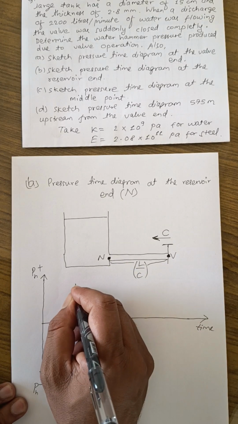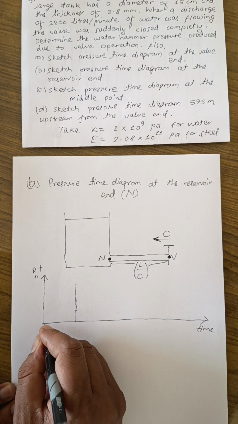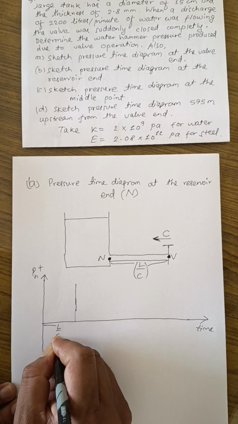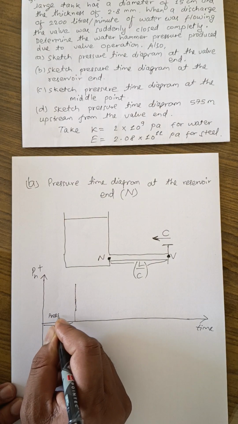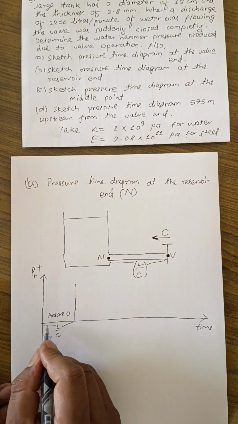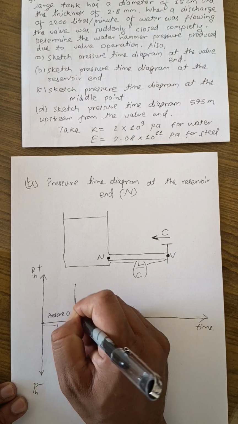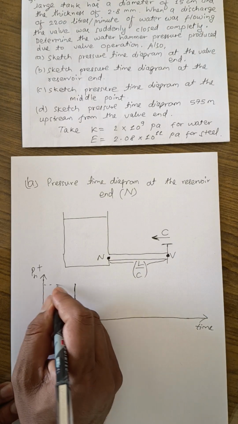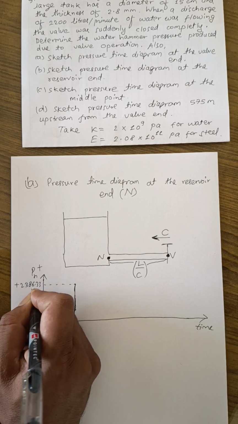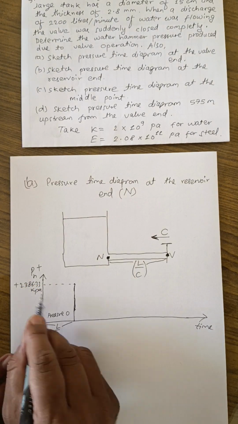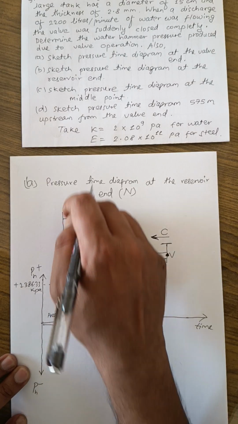So you can write this is L by C. First of all, up to time L by C, there is no pressure. Pressure is 0 here. When it reaches the reservoir end, a pressure is just generated, a vertical line here. The pressure is how much? The pressure is positive pressure, that is 2386.33 kilopascal.